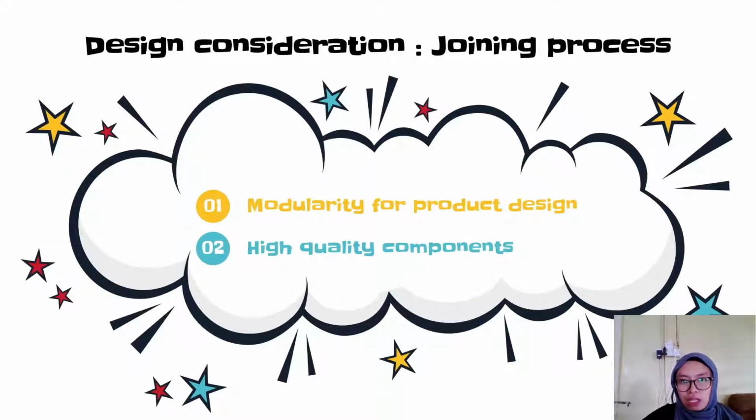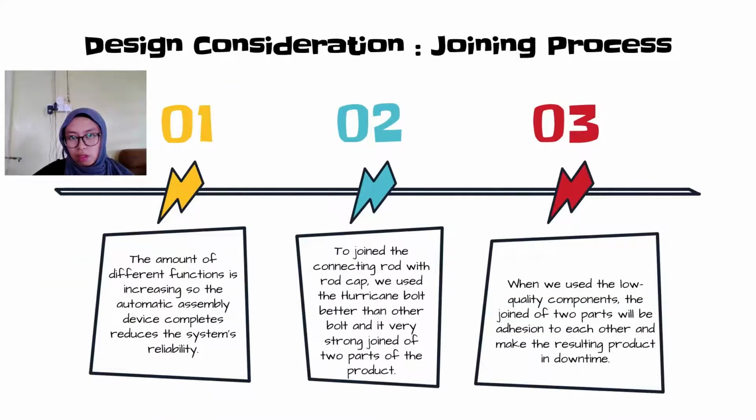The design considerations of the joining process are modularity for product design, which stresses our product, the piston, and higher quality components. This continues from the previous slide. For modularity in product design, as the number of different functions increases, automatic assembly devices completely reduce the system reliability.